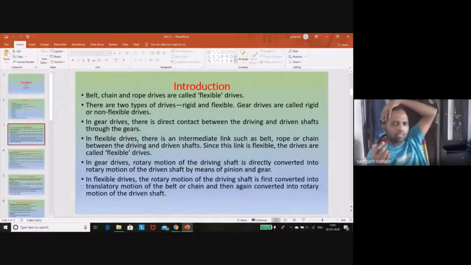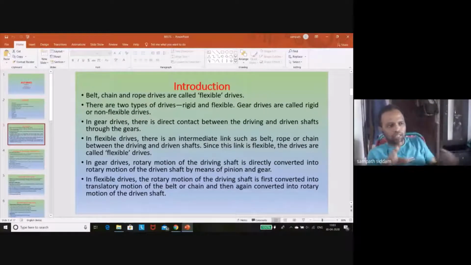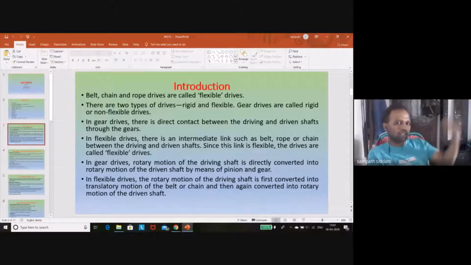So in the case of gear drives, the rotary motion of your driving shaft is transferred onto the rotary motion of your driven shaft by means of a pinion and gear. Suppose you go with the gear drives of a gear train, maybe riveted or anything, in between you have your pinion, and in automobile gear boxes, anything, you have a pinion or a small gear or a planetary gear or a sun gear. With the help of these planetary gears itself, you have a translation of your motion from one to the other one. So that is the non-flexible drive.